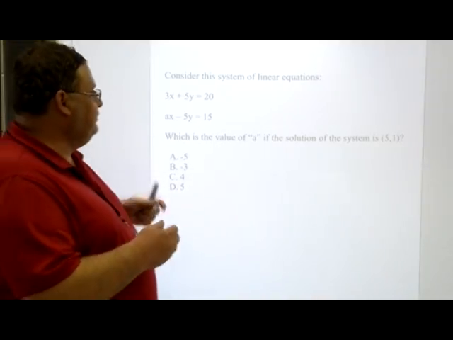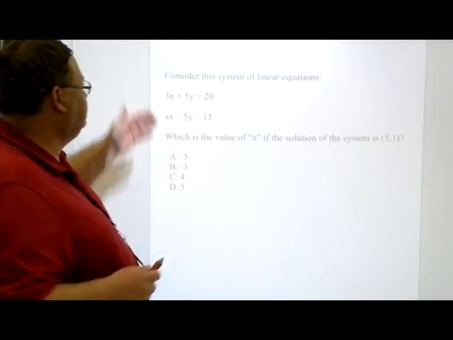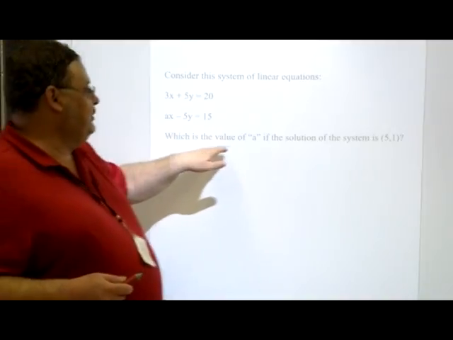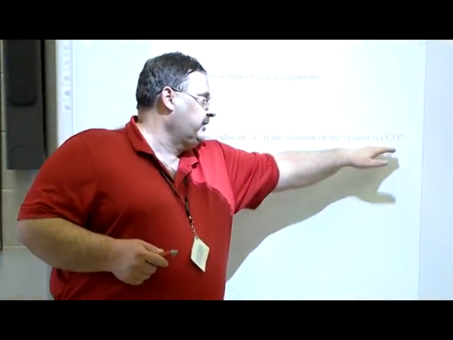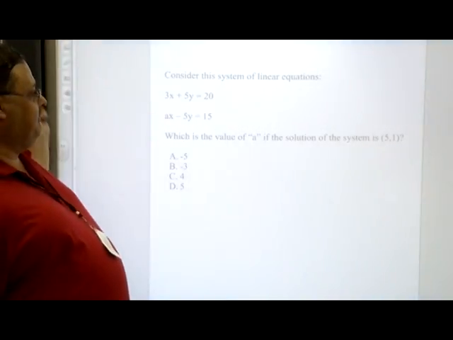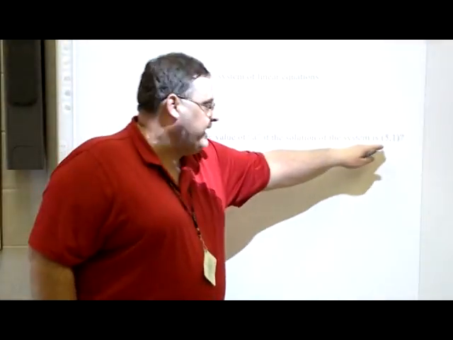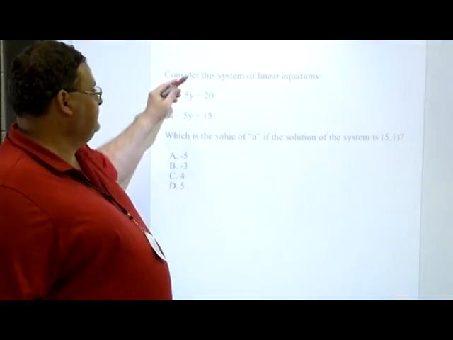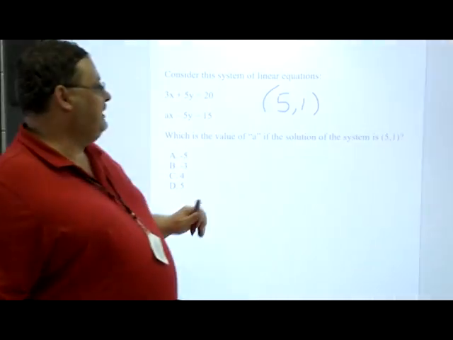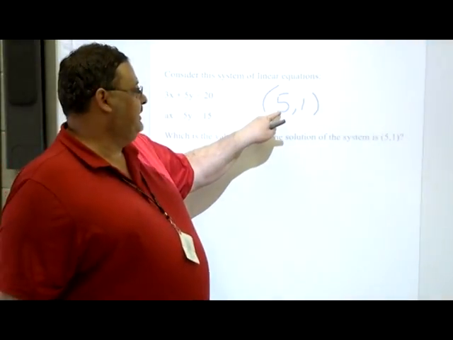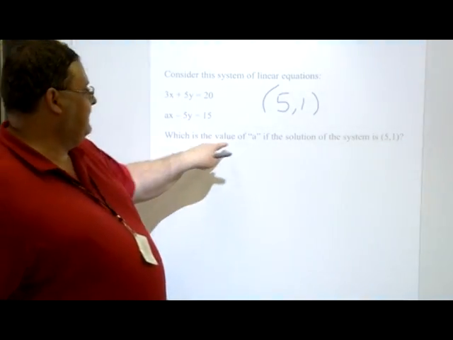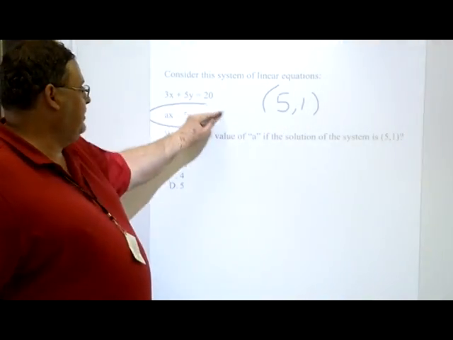And finally, here's a unique question. Let's see what it's asking. Consider this system of linear equations. Okay. Which is the value of A if the solution of the system is 5, 1? In other words, like the problem I just worked, they're telling me that my answer, where these two lines cross, is at the ordered pair 5, 1. So I know that the X value must be 5 and the Y value must be 1. But they're asking me to find the value of A, which is in this problem.